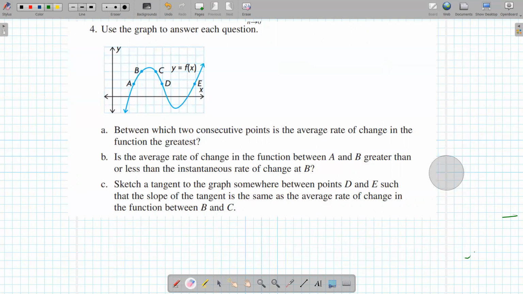Between which two consecutive points is the average rate of change of the function the greatest? So we're looking for the steepest slope, right? You can only use the 5 letters that they've given you. We can check one by one. Look at this, d to e. What's the slope? It's horizontal. What does that mean?